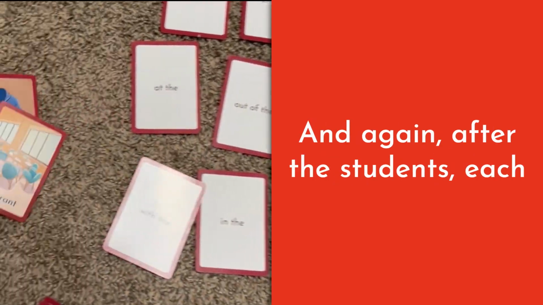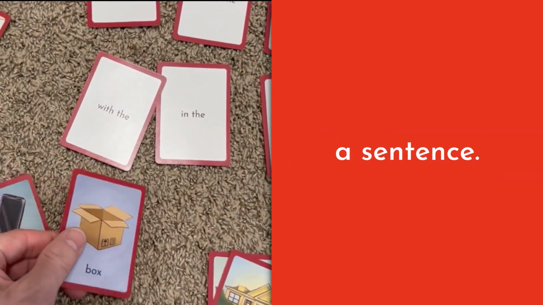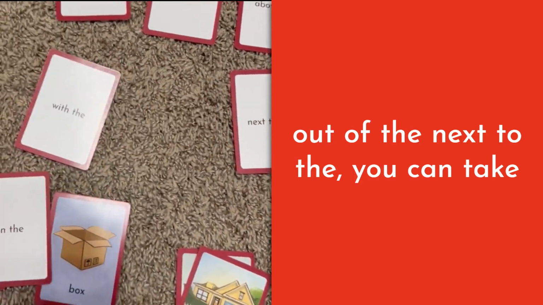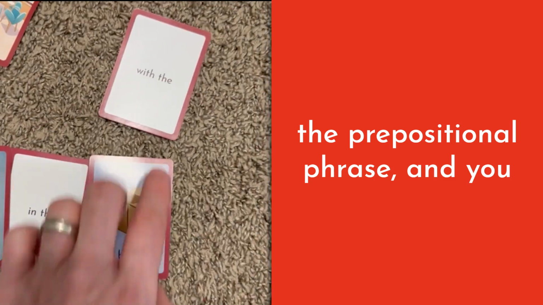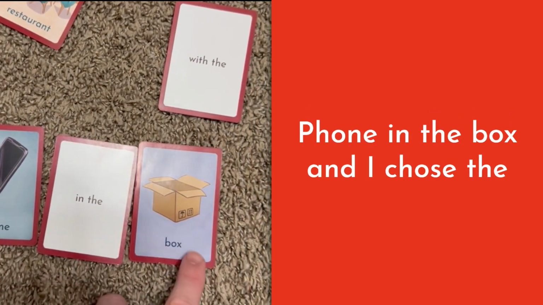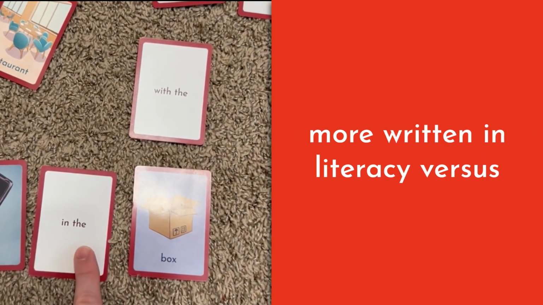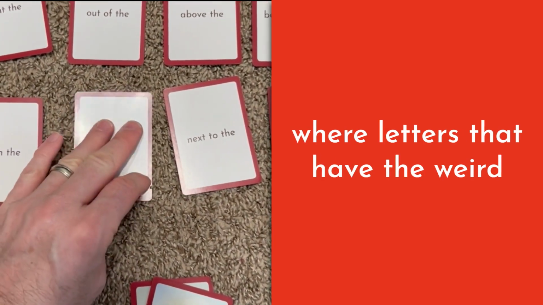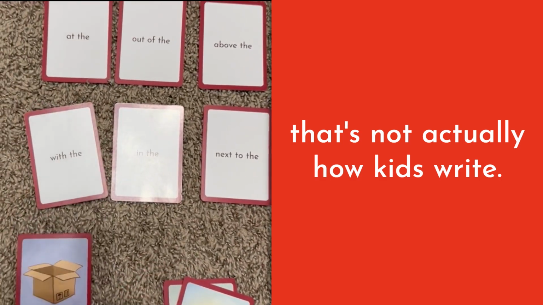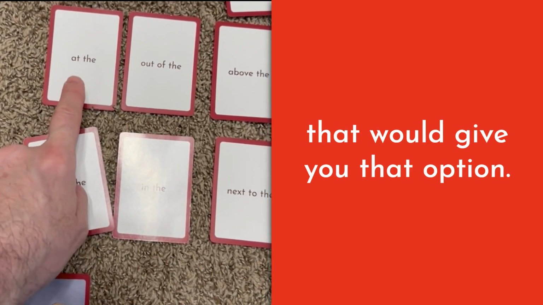And again, after the students, each of them have their sets of cards, you can ask them to write a sentence. So you can take, in the, out of the, next to the, you can take the prepositional phrase and you can actually say, okay, write in pencil, copy the letters, phone in the box. And I chose the letters here that you would see more written in literacy versus letters that have the weird E shape or the weird A shape. That's not actually how kids write. We actually write our A's more like this. So I chose a font on these cards that would give you that option.